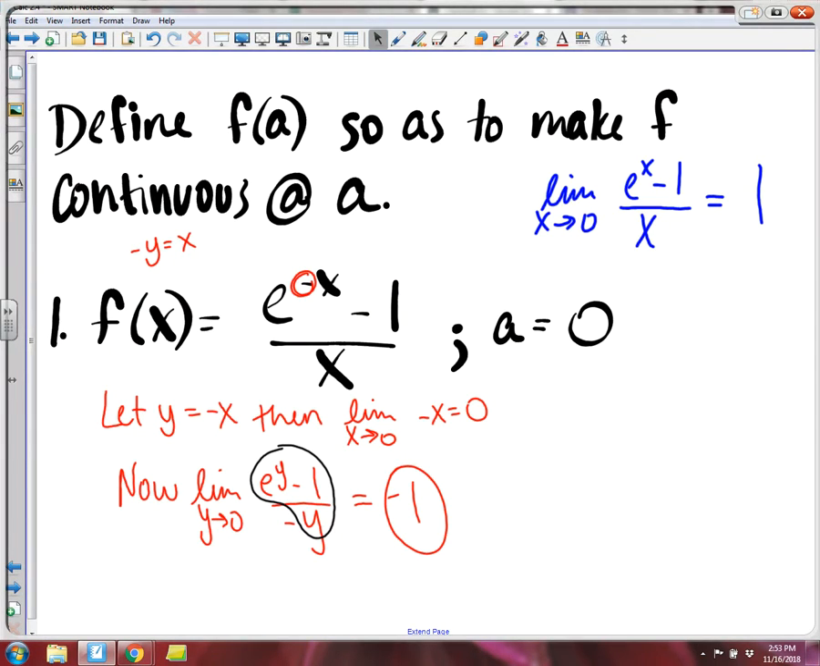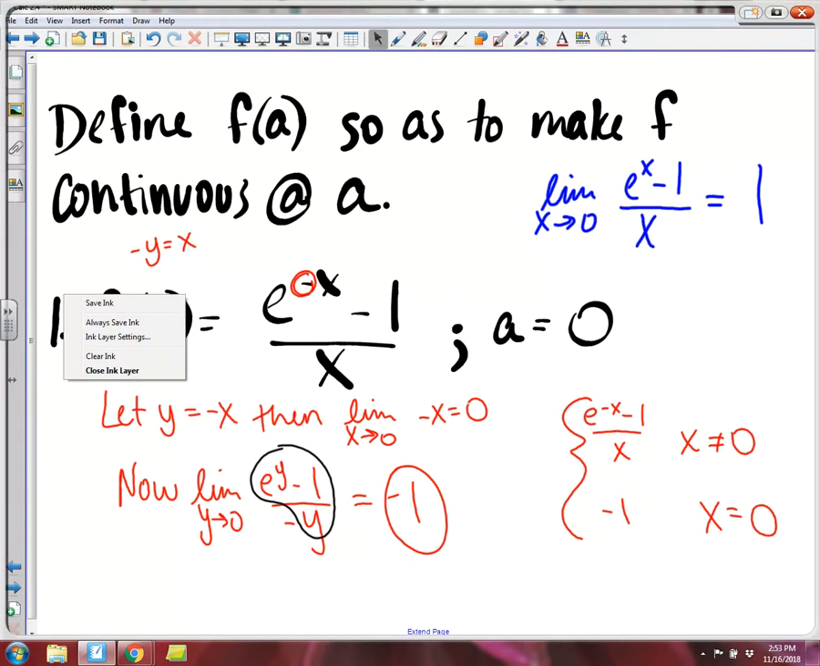So I'm going to make this a piecewise function where my original function is all fine when x is not 0. But when x is 0, I need to make it negative 1 to fill in the hole.